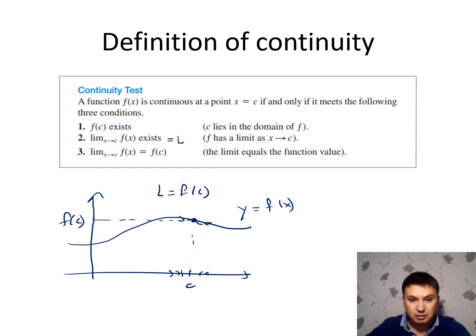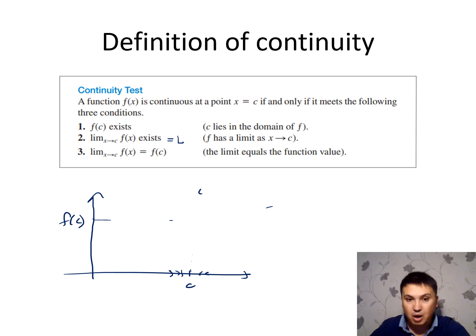So, for example, you might have a different scenario: how can you fail continuity, right? So it might happen that the function exists, but f(c) could be not here. Maybe it could be somewhere here. And here it might be that the limit exists. So this is a situation where the limit exists, but this is a discontinuity, right? Or it might be that the limit doesn't exist. So this is an example of invalidating condition 3.